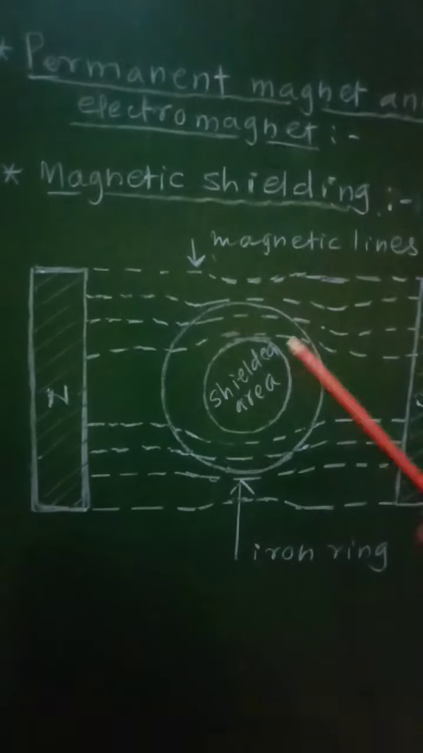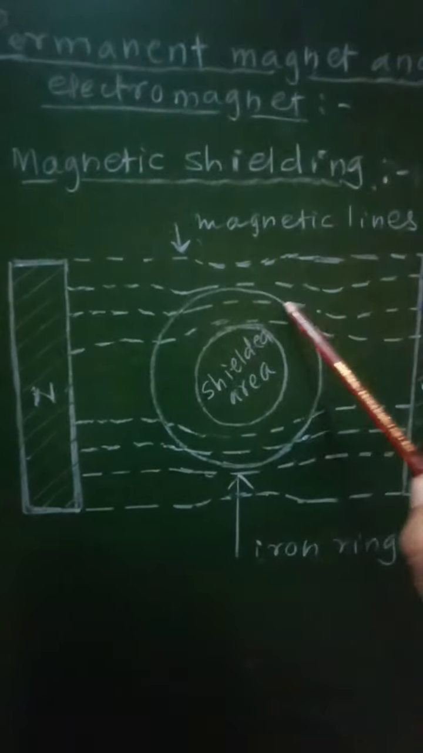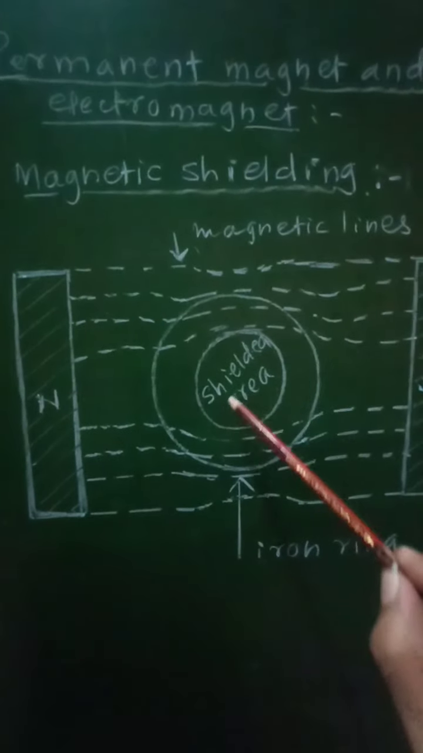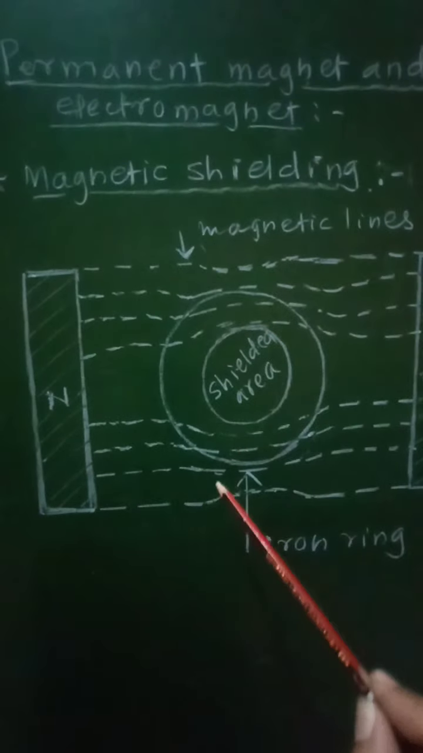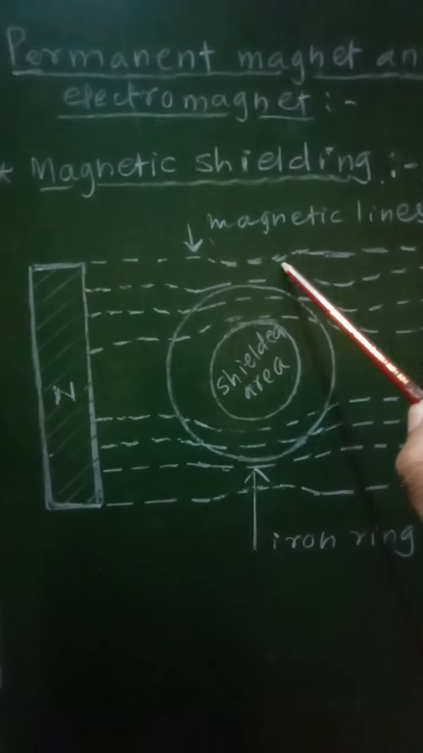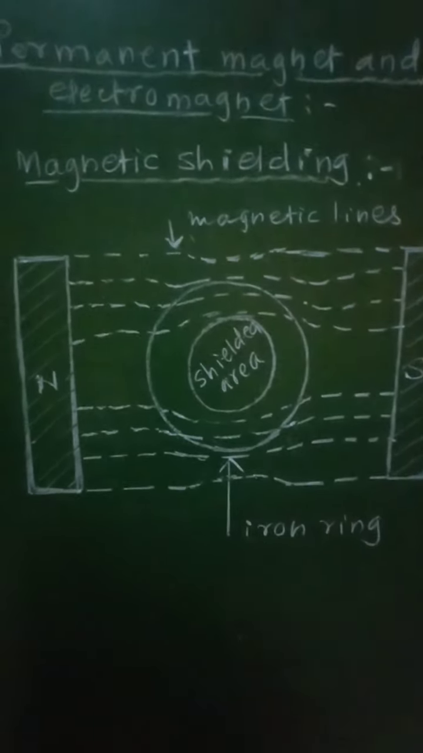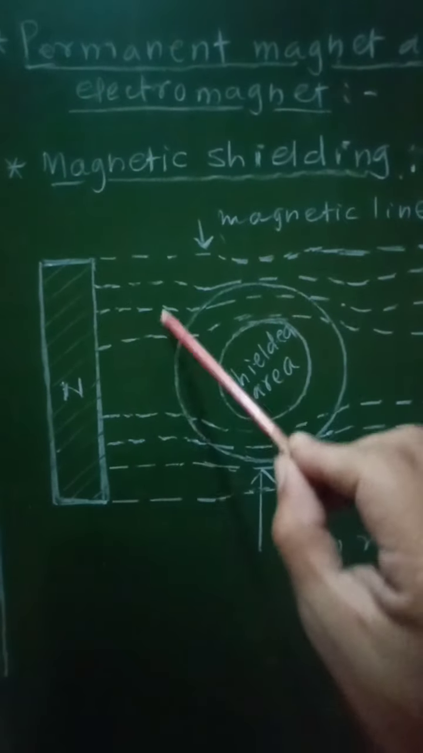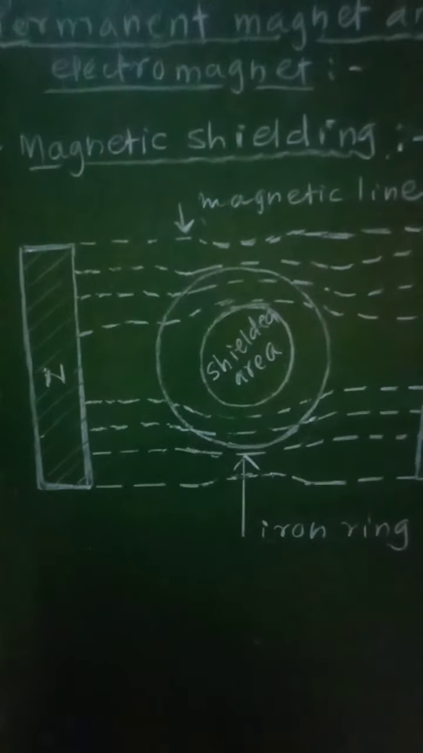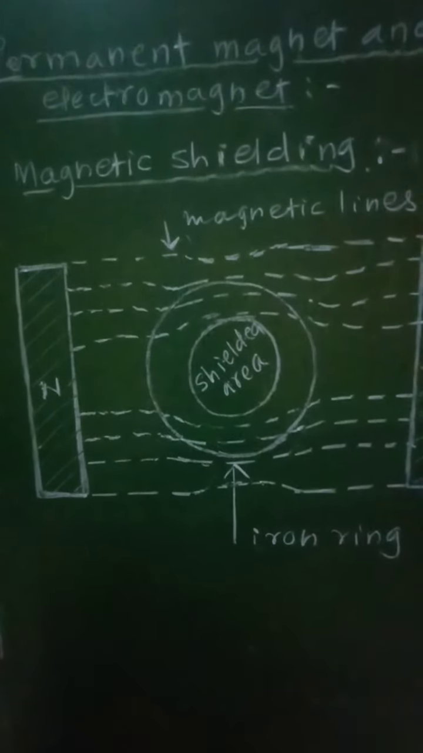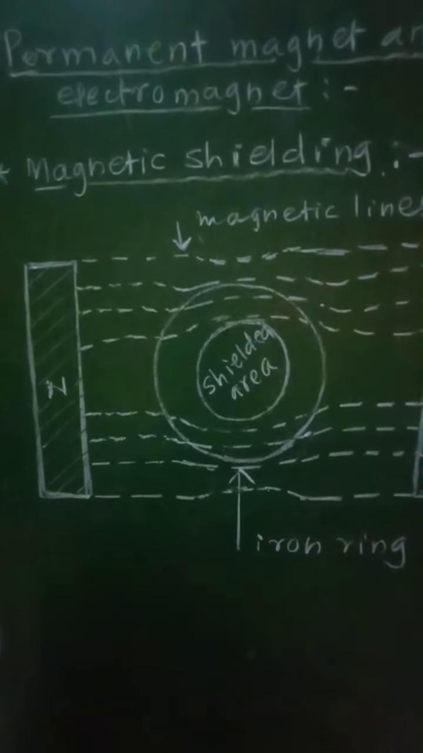So in this magnetic shielding, most of the magnetic lines will be crowded inside that substance, and a few of them will be outside it, and due to these magnetic lines, this material will be shielded, it will be protected. So this is regarding magnetic shielding.